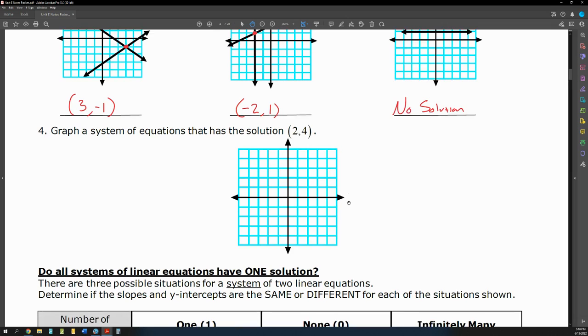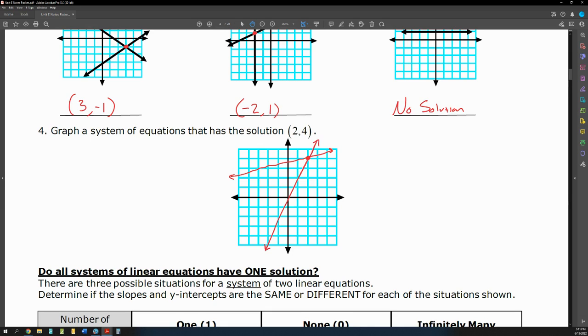Number 4, now we're given the solution and we should come up with a graph of the equations. So we know that the solution is at 2, 4, which is right about here. So all we need to do is just graph two unique lines that cross through this point and only this point. So I'm going to draw in a line right here and maybe a line like right here.